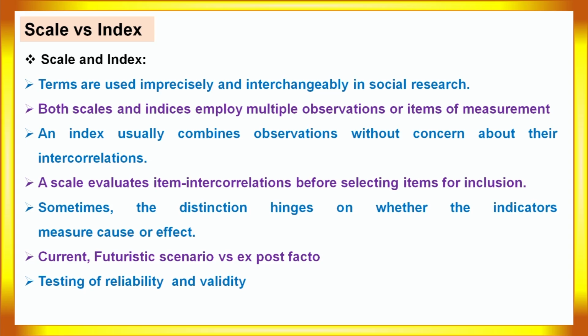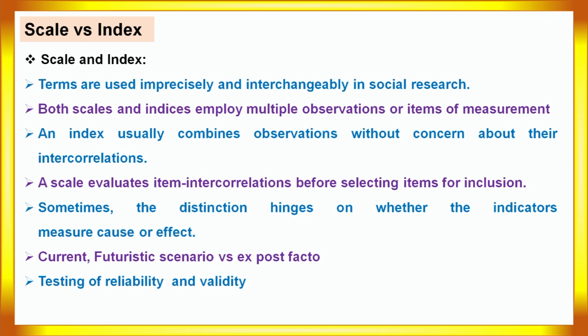So, both scale and indices employ multiple observations of the items of the measurement. Now, an index usually combines observations without concern about their intercorrelation. On the other hand, a scale evaluates the items in the scale, which have intercorrelation, and they are evaluated statistically and logically for their inclusion. Another part of the difference between scale and index is whether the items used, items meaning the statements that are part of the scale or index, are cause or effect. We will come to that also.